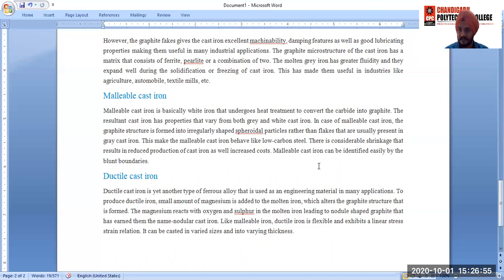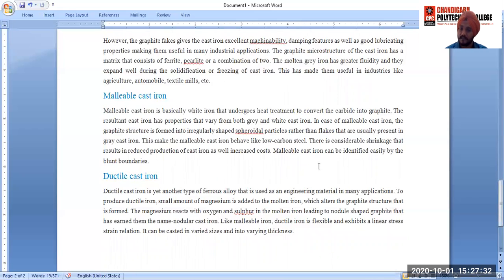It alters the graphite structure into various sections. The manganese reacts with oxygen and sulfur in the molten iron, leading to nodule shaped graphite that has earned it the name nodular cast iron. Ductile iron is flexible and exhibits a linear stress strain relation. It can be cast in various sizes and varying thickness.